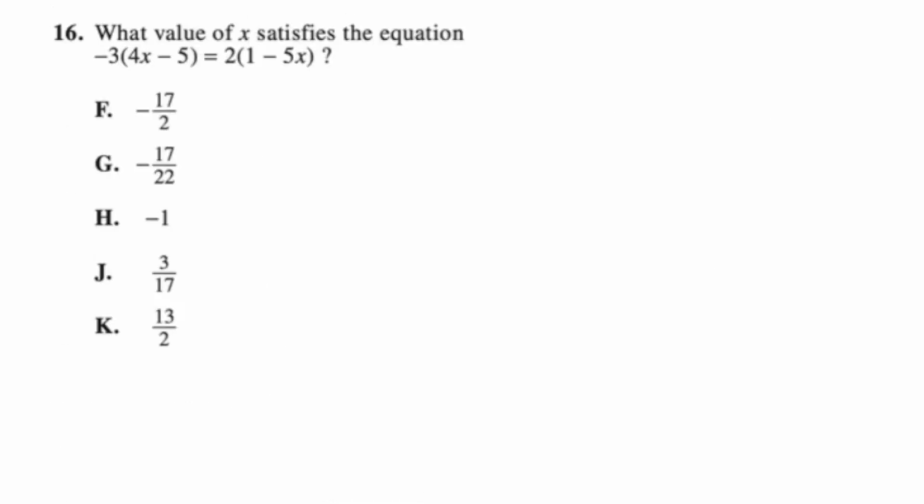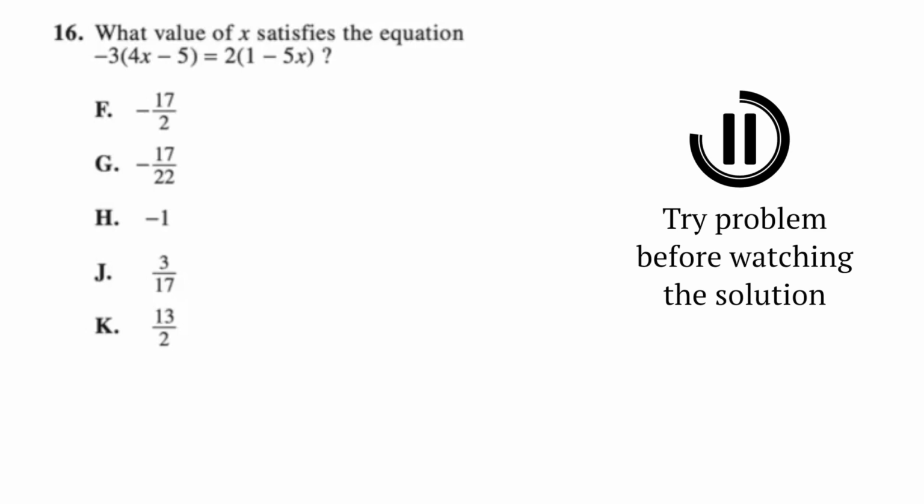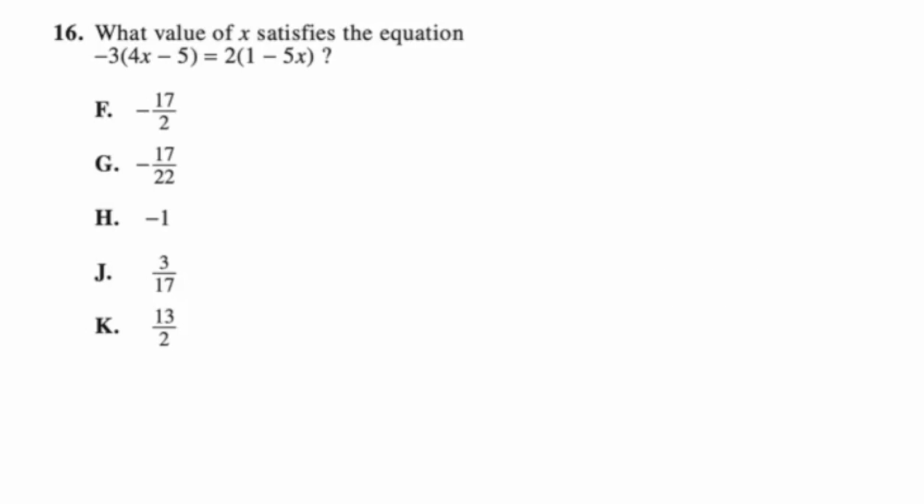Number 16 says, what value of x satisfies the equation -3 times quantity 4x minus 5 equals 2 times the quantity 1 minus 5x? So we just have to solve this equation, and the first thing I'm going to do is distribute these numbers, the -3 and the 2, into these sets of parentheses. So -3 times 4x is -12x, -3 times -5 is positive 15, equals, and then the other side is 2 times 1, so 2, and 2 times -5x is -10x.